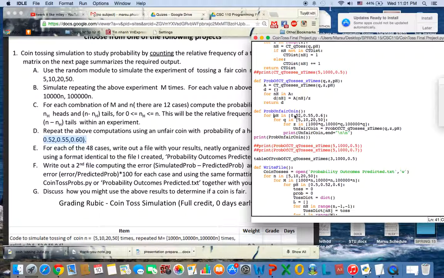For pH in this list, and then for Q in 5 flips at a time, 10 flips at a time, and for Z in 1,000 times of Q, 10,000 times of Q. So run it. Actually, we can use this one for the next function.